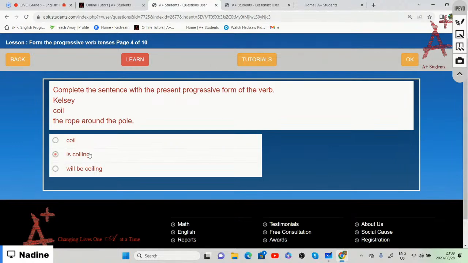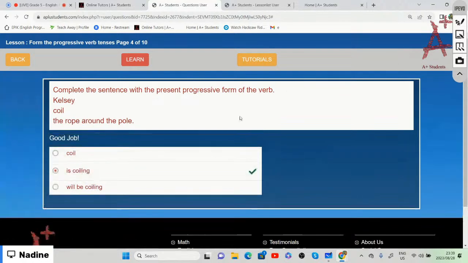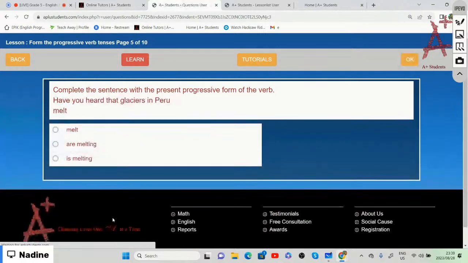All right, so is coiling, right? And is coiling is correct. So well done. Is coiling is correct because is coiling shows the present progressive form of the verb.